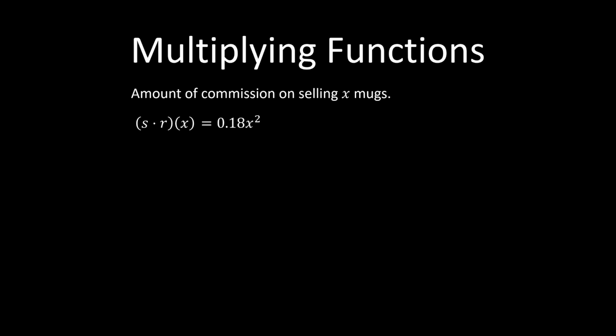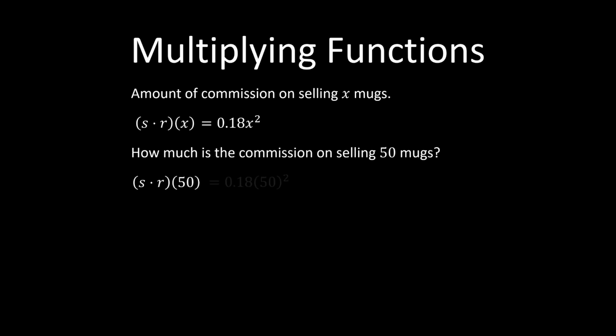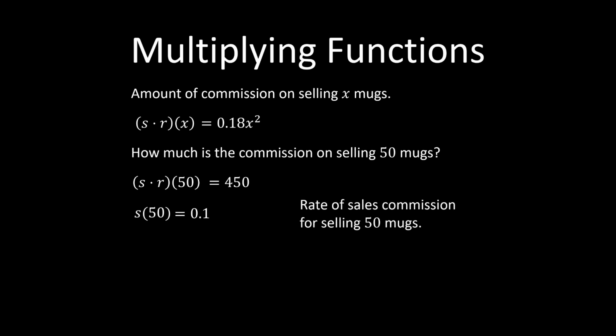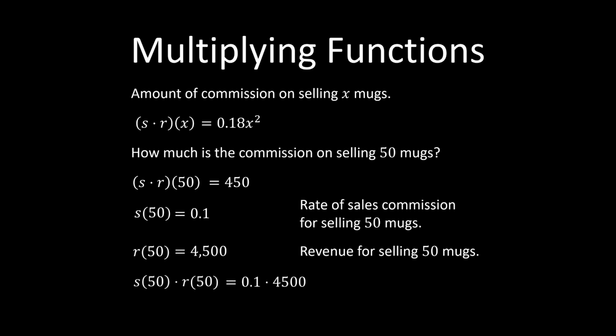Now, how much is the commission on selling 50 mugs? A direct substitution gives us 450. To check, the rate of commission on selling 50 mugs, according to the function, is 0.1. Since the revenue for selling 50 mugs is 4,500, then 0.1 of 4,500 is exactly 450.